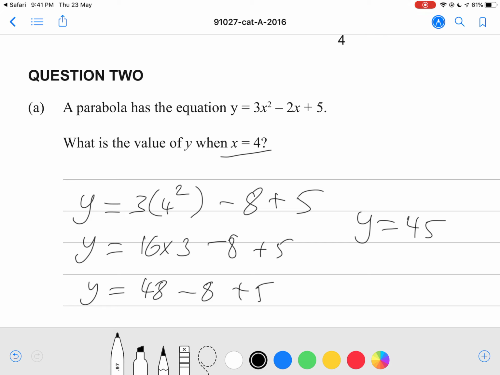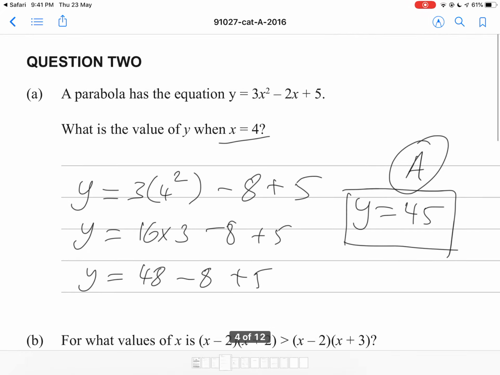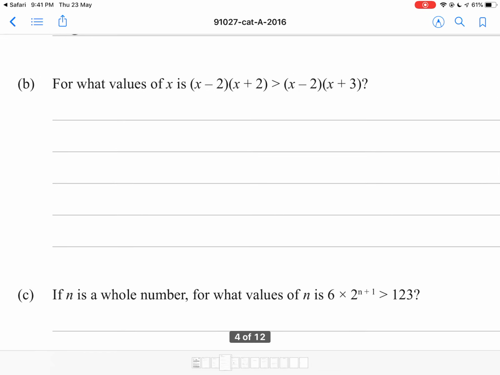Yeah, and to get all the way up to here, y equals 45 will get you an achieved grade. This is only an achieved question. So, moving on. Basically, you're just substituting 4 into the equation. That's basically all you're doing.